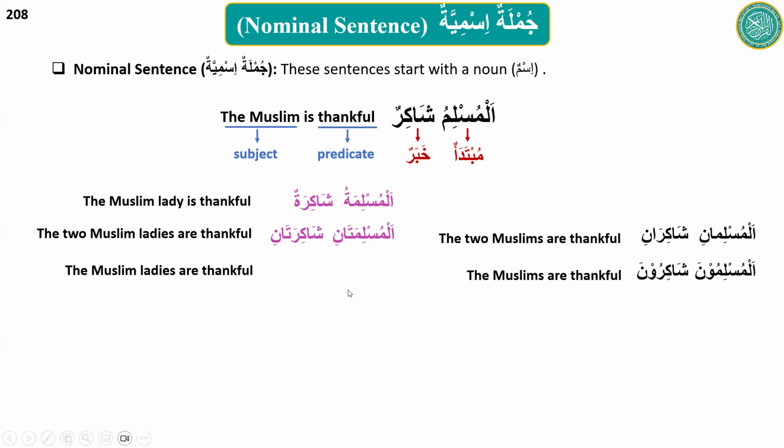Ibrahim Khan, do you see the next English sentence? Change it into Arabic. The Muslim ladies. There are a lot of Muslim ladies now. It's a plural. Al-Muslimatun. Say the word again, I didn't hear that. Al-Muslimatun. What's the next one? Shakiratun. Al-Muslimatun Shakiratun.